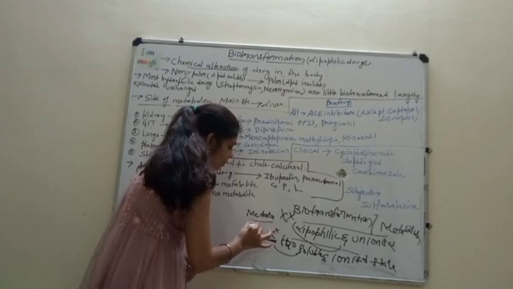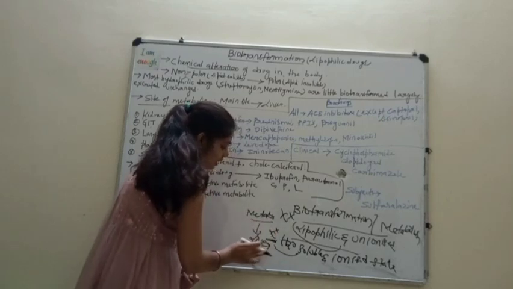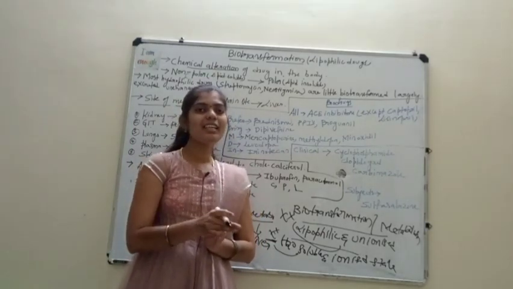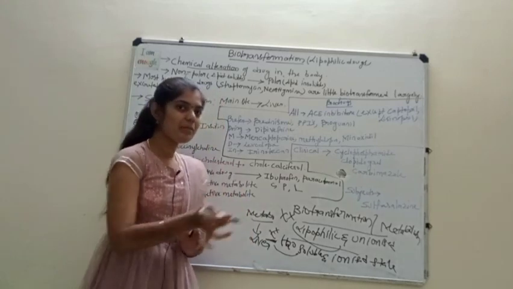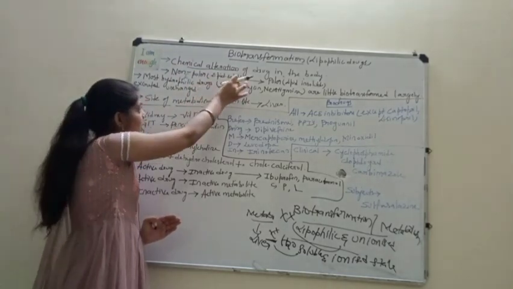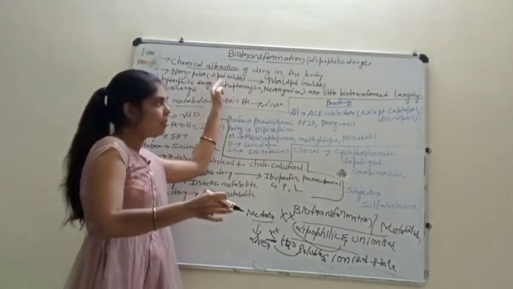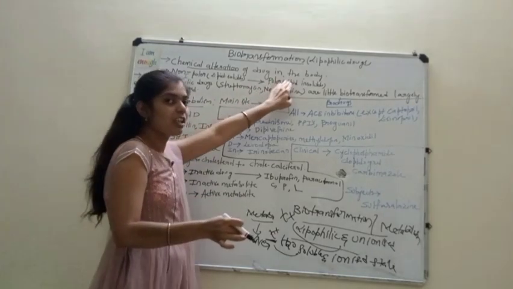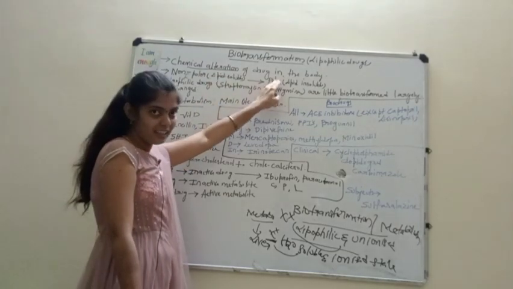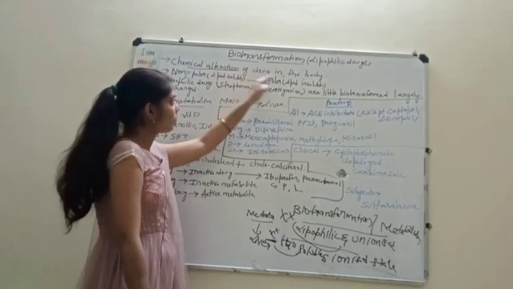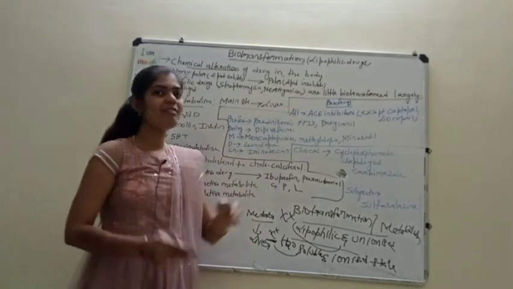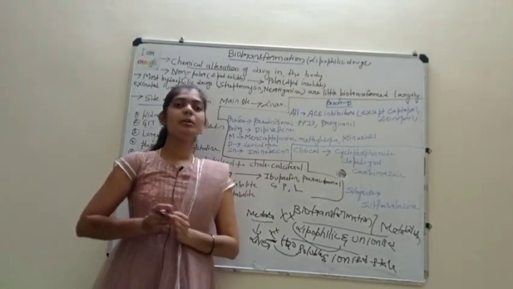Mainly, metabolism takes place in the liver. In general, remember that metabolism means chemical alteration of the drug in our body. What is the chemical alteration? It is alteration of the drug from non-polar, which means lipid soluble state, to polar, which means lipid insoluble state. Conversion of non-polar state to polar state, that is, lipid soluble to lipid insoluble state, is known as metabolism.